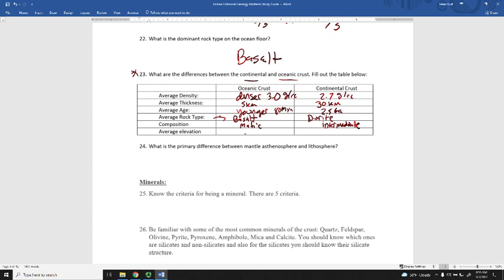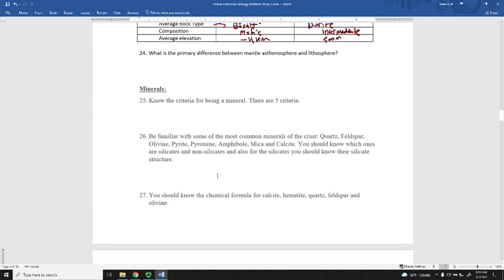Okay, the average elevation. So the average elevation here is -4 kilometers. And over here, it is about 500 meters. So this one's pretty obvious, but continental crust sits higher, has a higher average elevation than the ocean crust, right? So that's why we're not underwater right now. Okay, so what's the primary difference between mantle asthenosphere and mantle lithosphere?